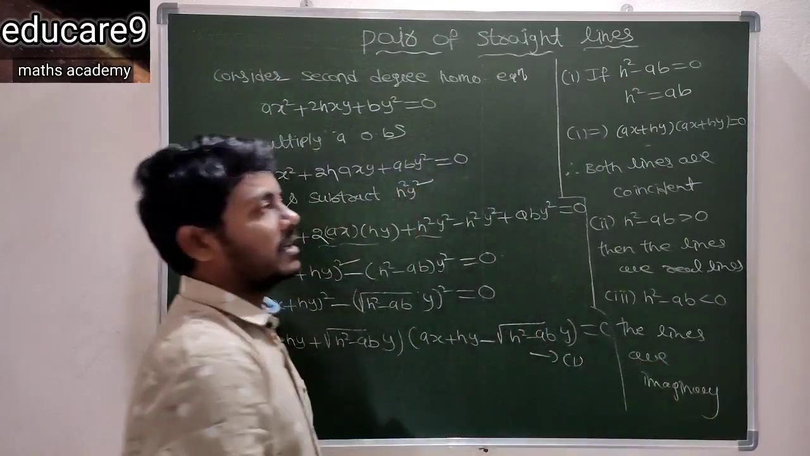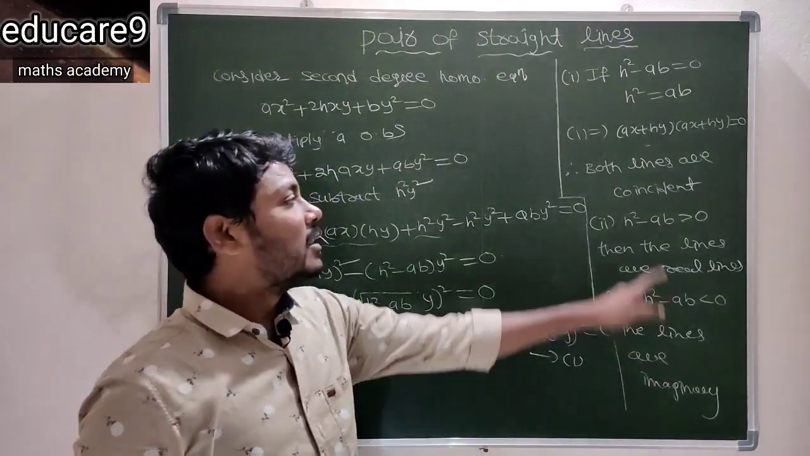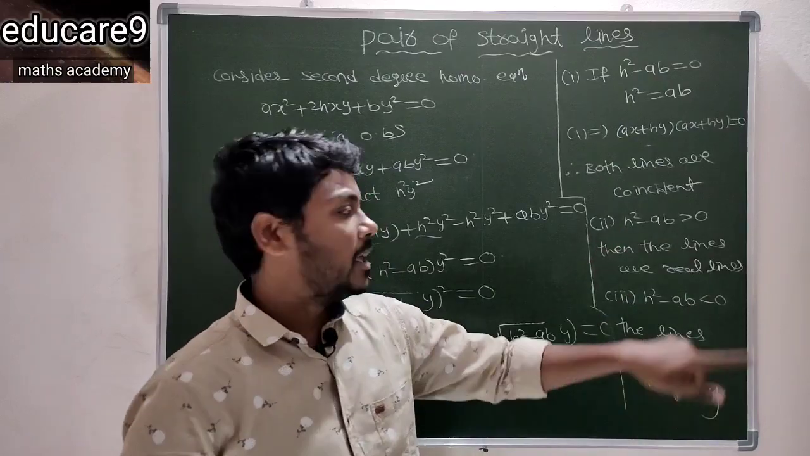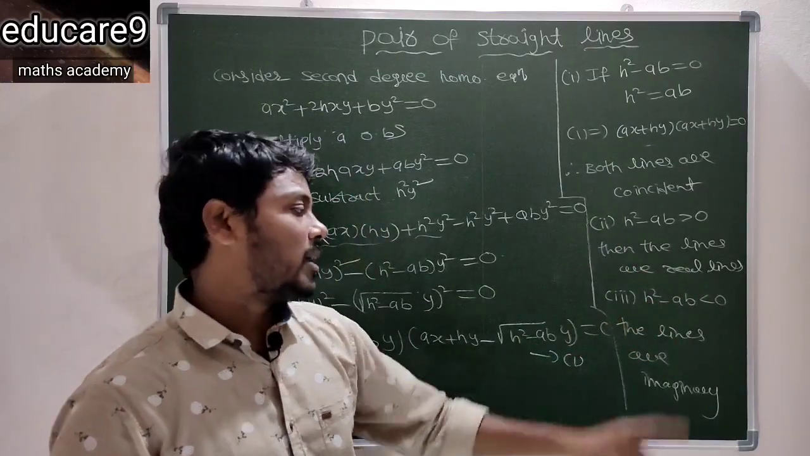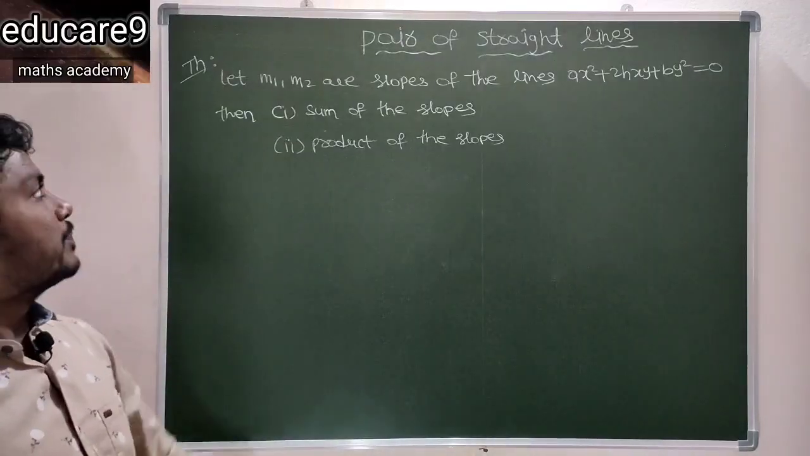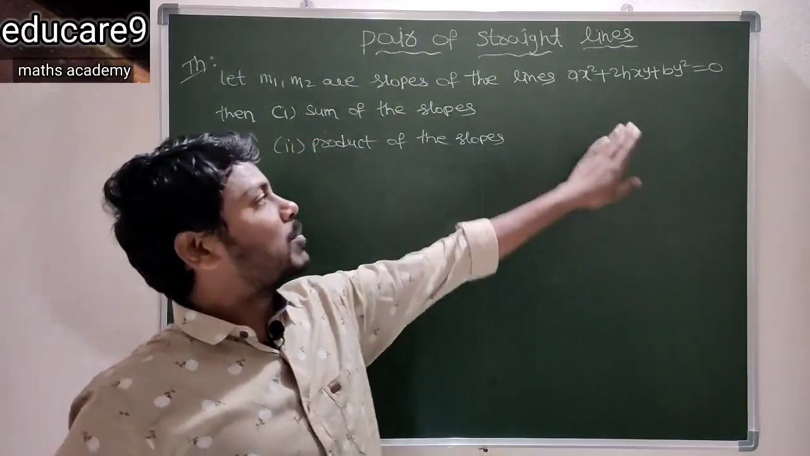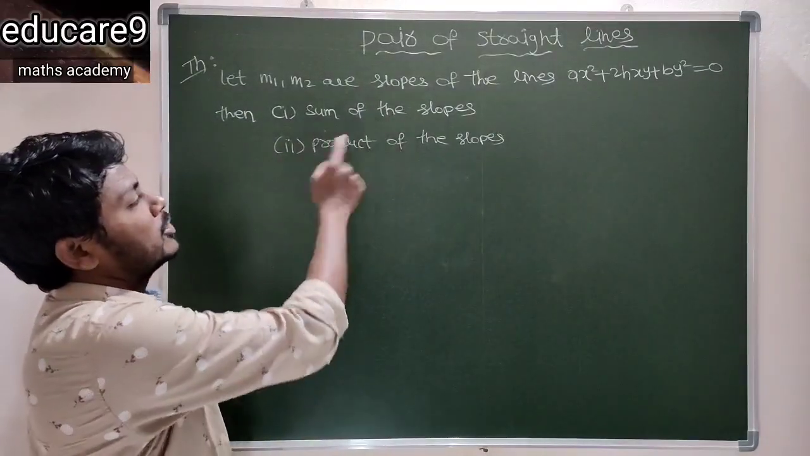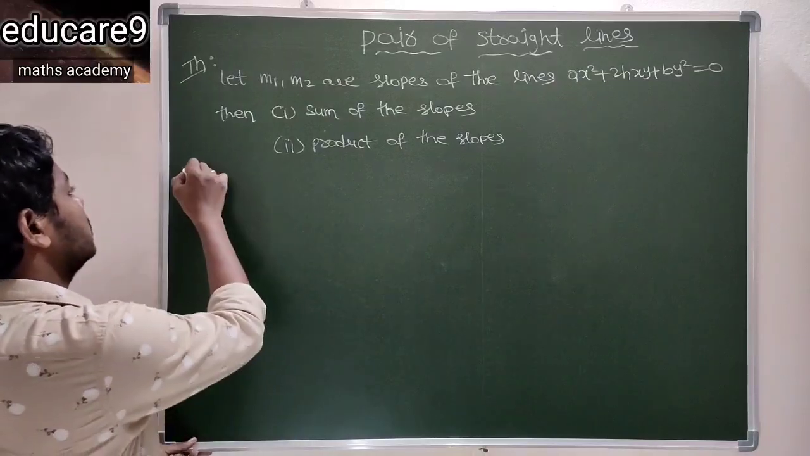Okay. So these are the three possibilities. If h square is equal to ab, then the lines are coincident lines. If h square is greater than ab, then the lines are real lines. If h square is less than ab, then the lines are imaginary. Okay. See the next theorem. Let m1 and m2 be the slopes of the lines ax square plus 2hxy plus by square equals to 0. Then find the sum of the slopes and the product of the slopes.